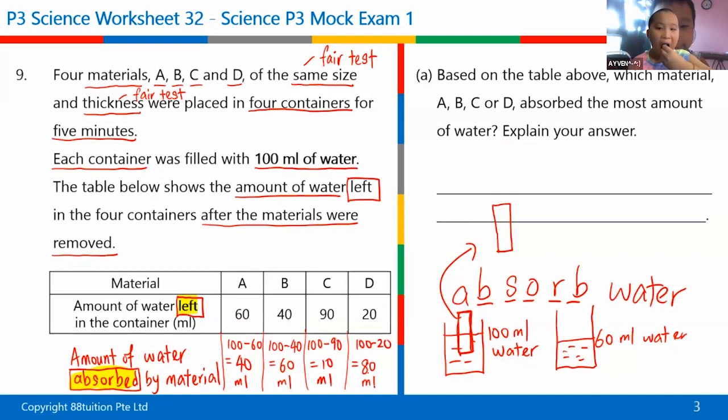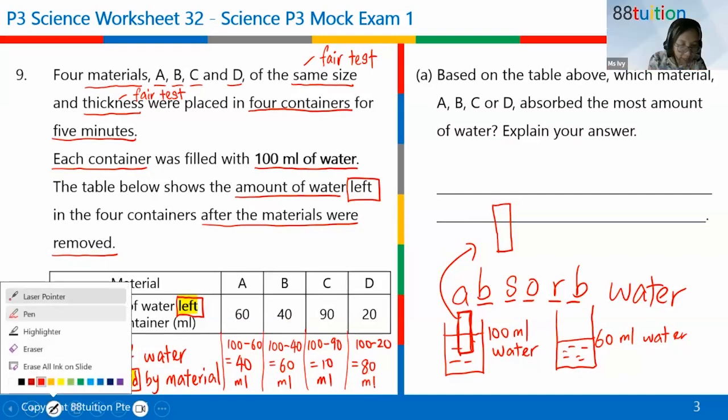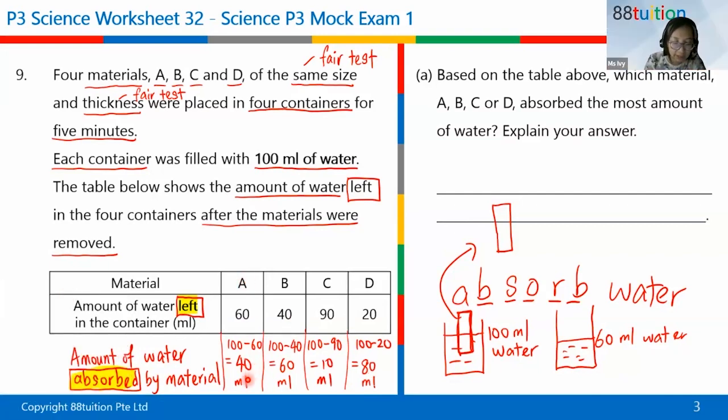Is everyone clear? All right, so looking at this, material A absorbs 40 ml of water. That means 40 ml of water goes inside material A. Material B absorbs 60 ml of water. Material C absorbs 10 ml of water. Material D absorbs 80 ml of water. So when they tell you left, you must change to absorb.